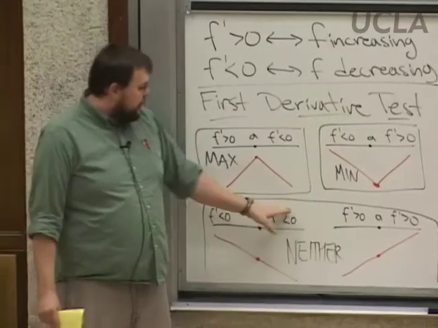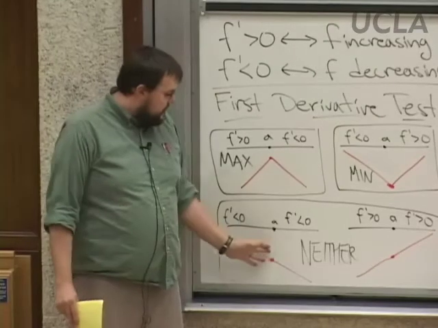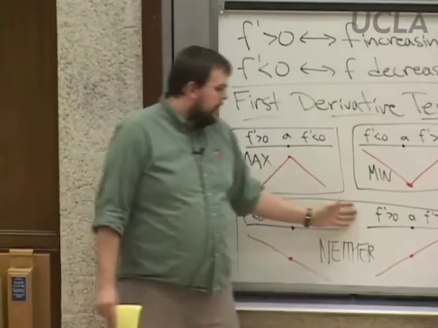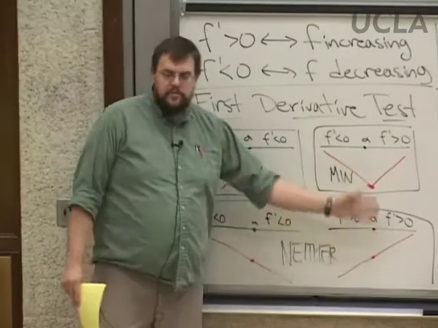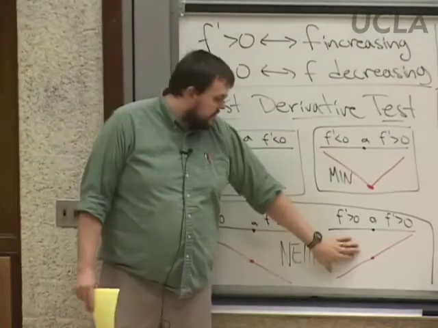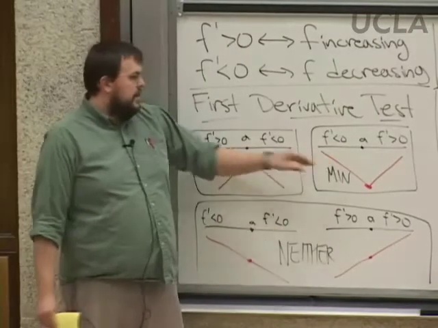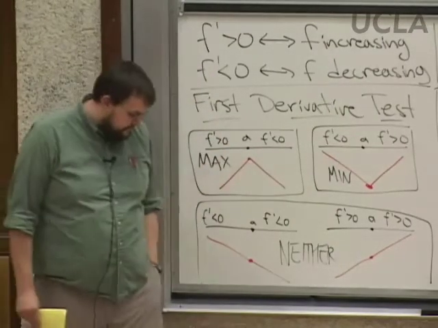If it's negative both left and right, we go down and we go down. Or it can be positive both left and right, and then we go up, and then we go up. And all of these things are possible. For instance, here, this is like x cubed. This is like x squared, and so forth and so on.